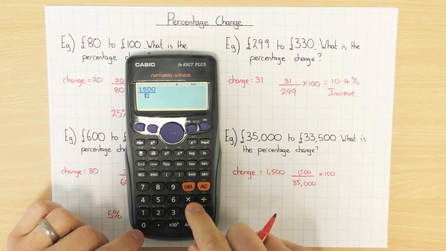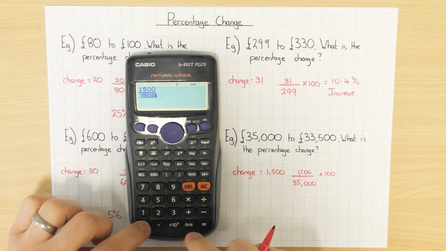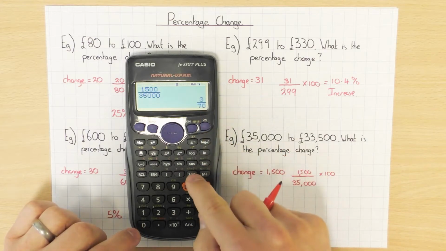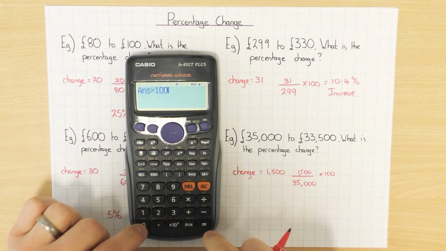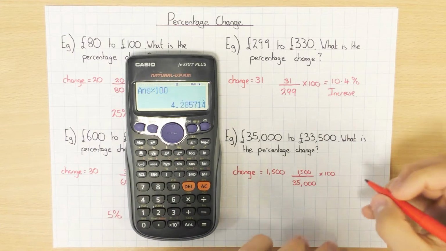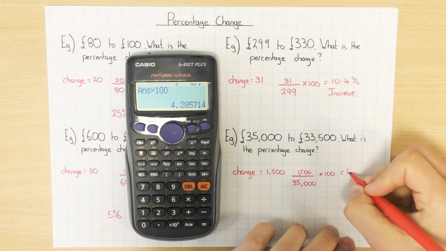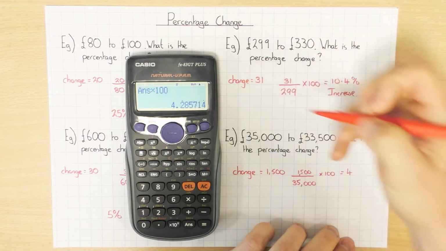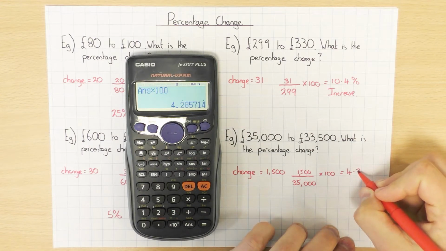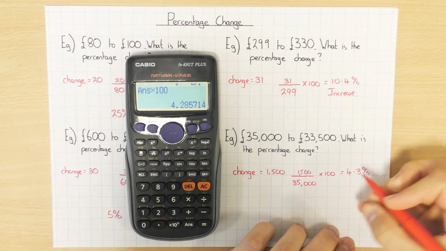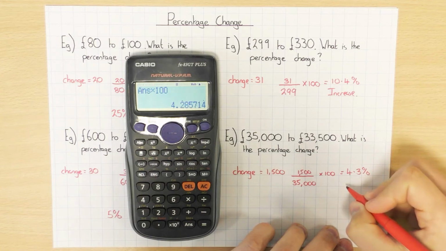So 1,500 divided by 35,000. So I'll just do that first to give it as a decimal. Then we times it by 100 to get it as a percentage. And again, I'm going to round to 1 decimal place. So that 8 will round the 2 up. So that's 4.3%. And this time it's a decrease.